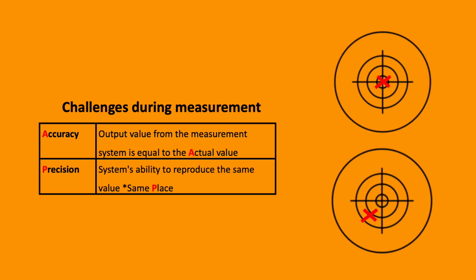Now let's discuss accuracy and precision. Accuracy is when the output value from the measurement system is equal to the actual value, while precision is the system's ability to reproduce the same value.